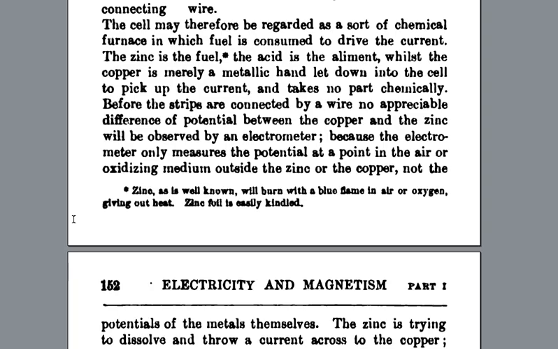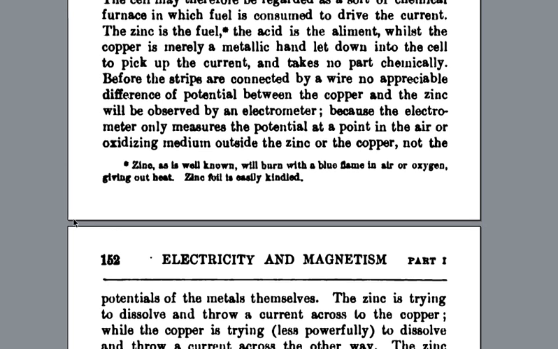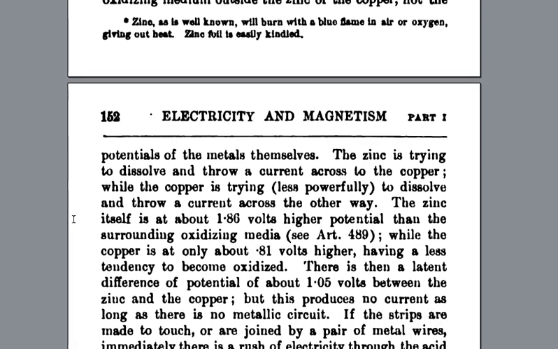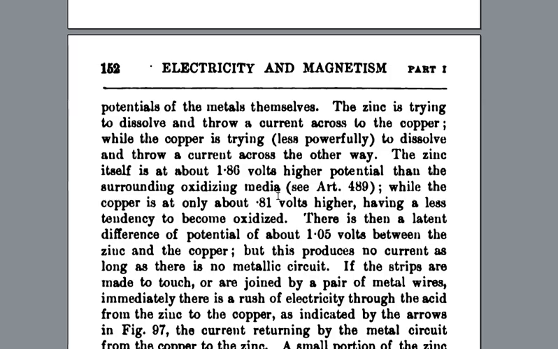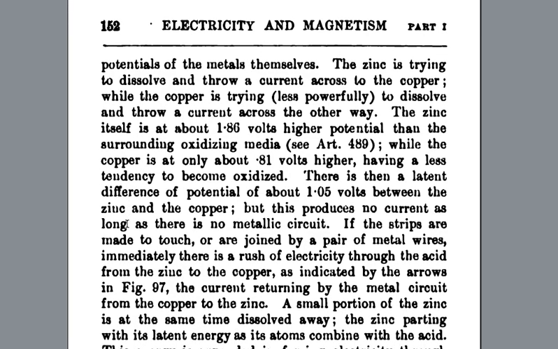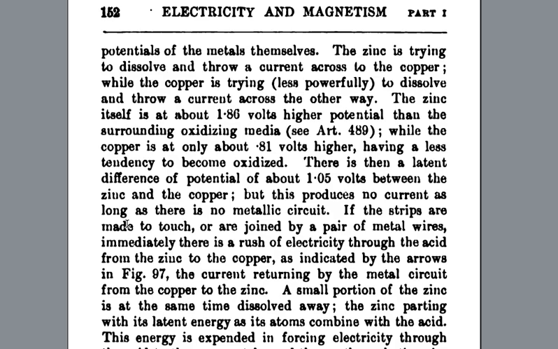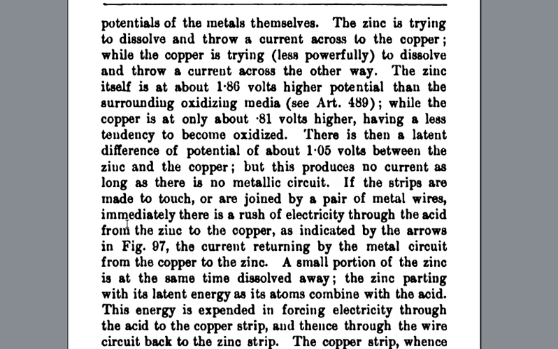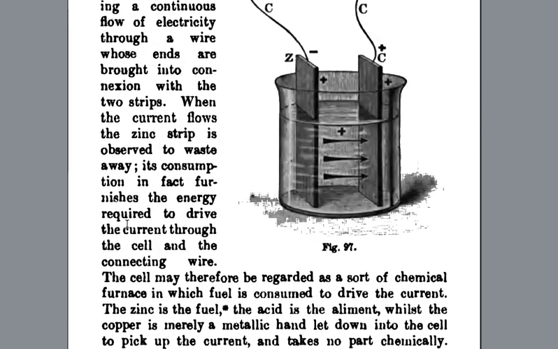The zinc strip has a higher tendency to dissolve, with its surface at approximately 0.86 volts above the surrounding oxidizing medium. In contrast, the copper strip has a potential of 0.81 volts above the medium, indicating a weaker tendency to oxidize. Thus, a latent potential difference of about 1.05 volts exists between the zinc and copper strips. This potential difference does not produce a current until the strips are connected by a wire or made to touch. Once connected, electricity flows through the acid from the zinc to the copper, as shown by the arrows in the diagram, and returns through the metal circuit from copper to zinc.